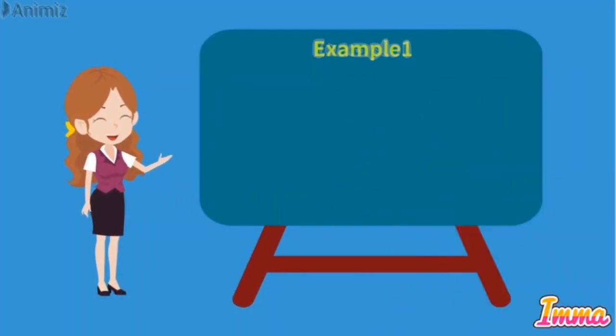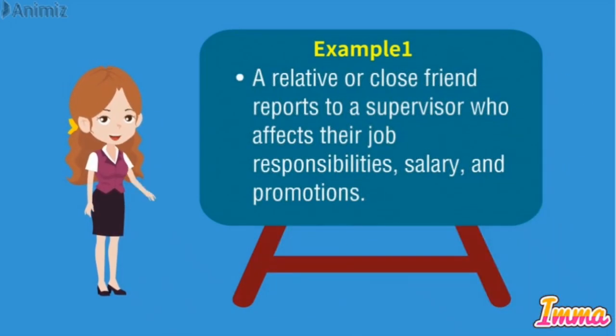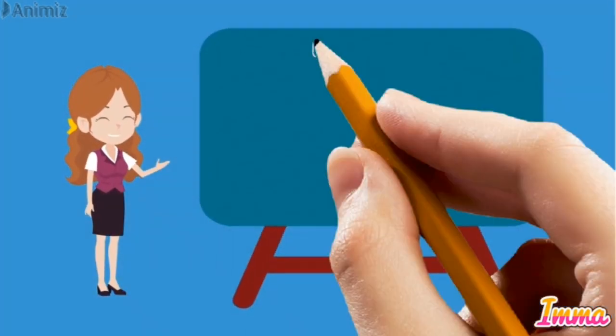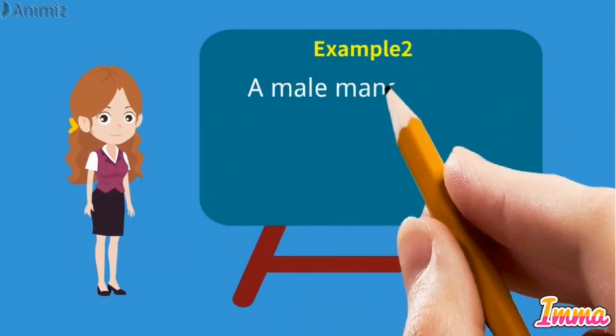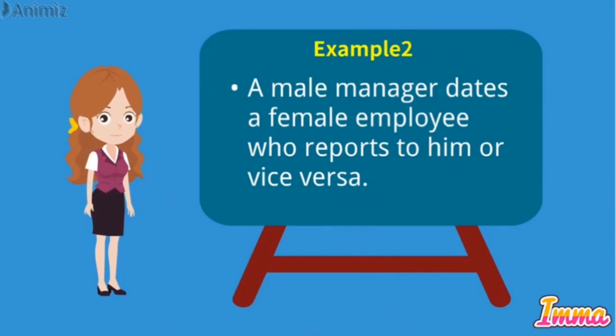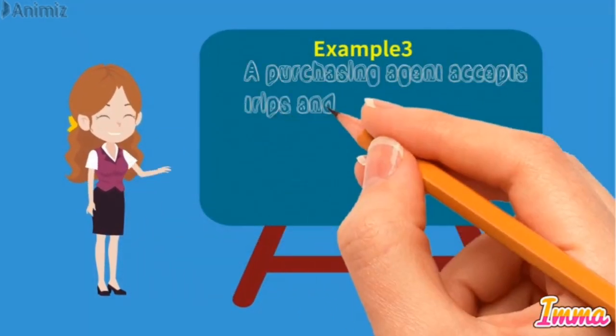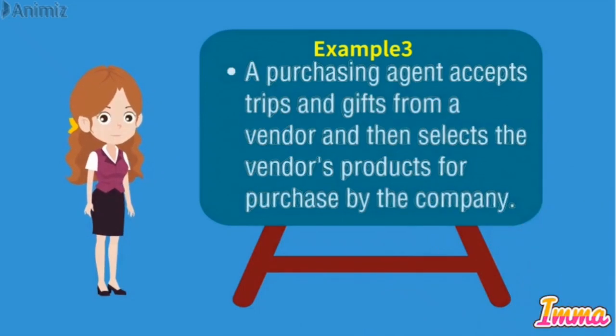Examples. Example 1. A relative or close friend reports to a supervisor who affects their job responsibilities, salary, and promotions. Example 2. A male manager dates a female employee who reports to him, or vice versa. Example 3. A purchasing agent accepts trips and gifts from a vendor and then selects the vendor's products for purchase by the company.